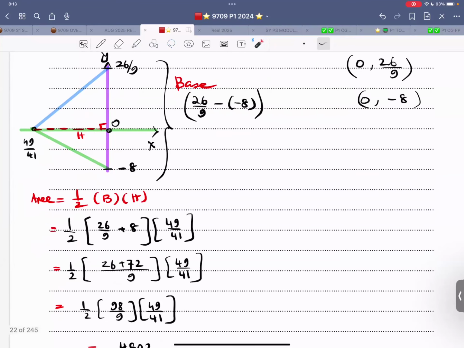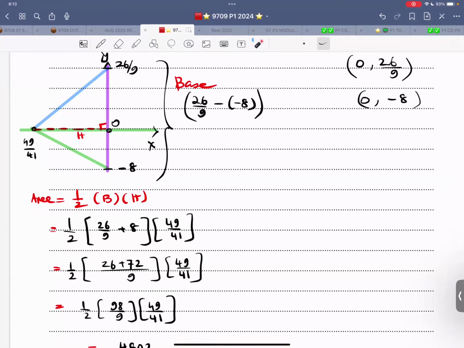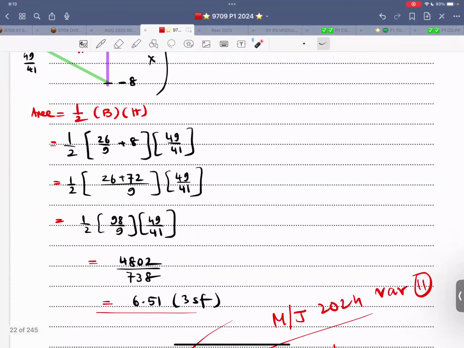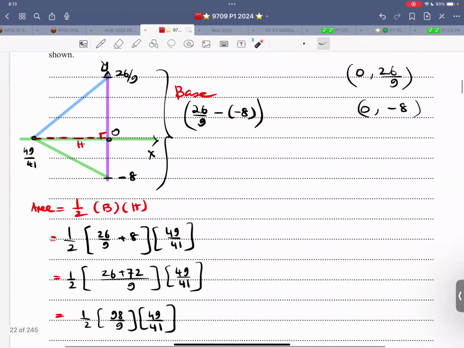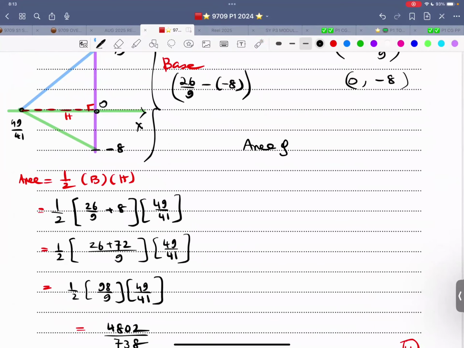So now the base is this thing, 26 over 9 minus 8. That is this thing. And the height is this thing, that is 49 over 41. Simplify, you get this answer. Of course, you can also use that formula. That is the area of a triangle.